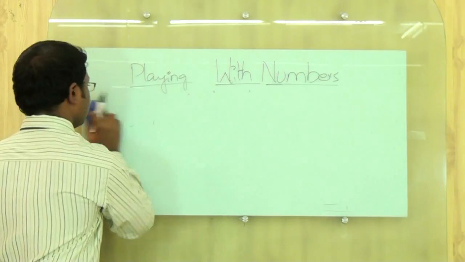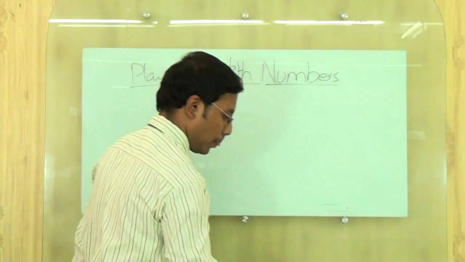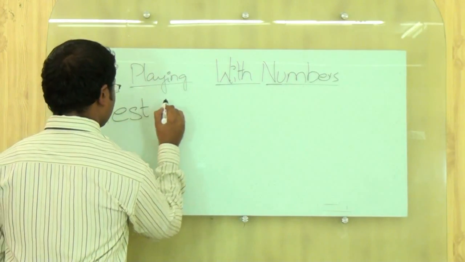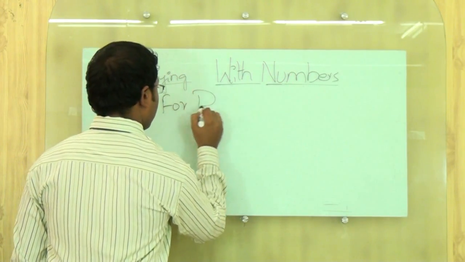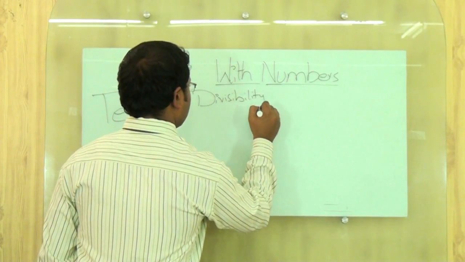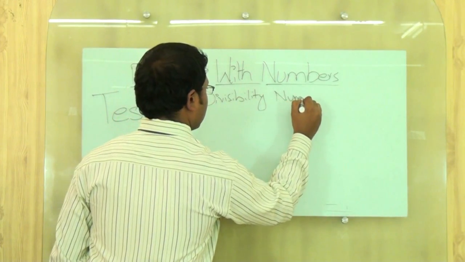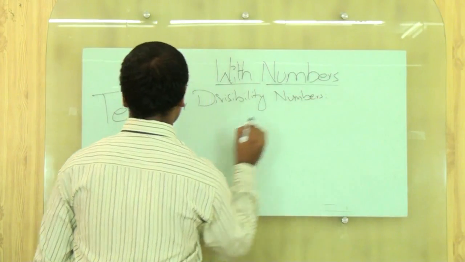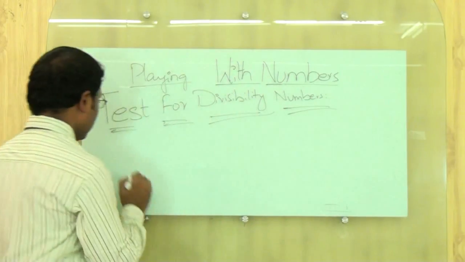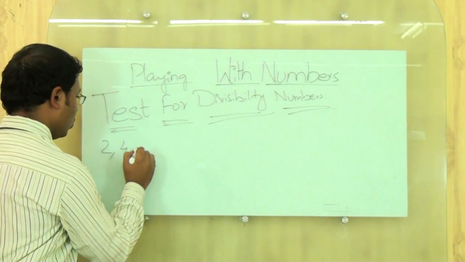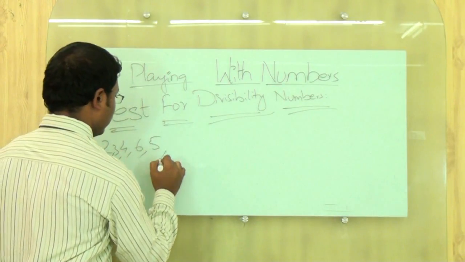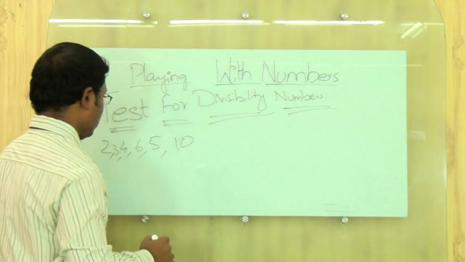Now the next topic is test for divisibility. Let us take numbers 2, 4, 6 and 3 here, 5, 10, and 9 here.